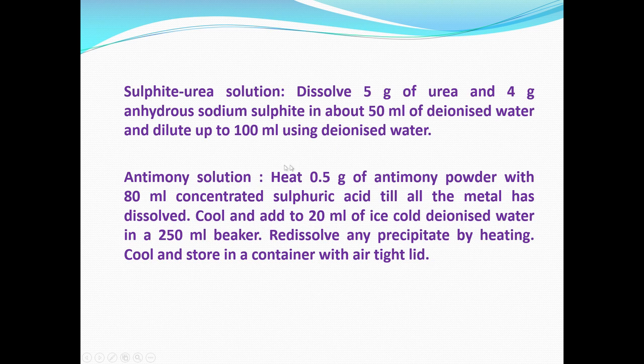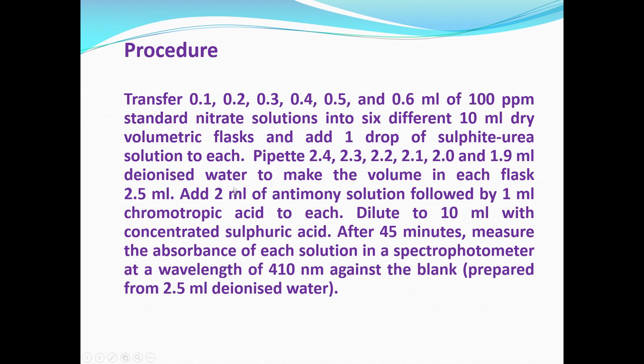So, we have to prepare standard nitrate solutions using 0.1 to 0.6 ml of 100 ppm into different flasks, add 1 drop of sulphite urea solution to it, and pipette about 2.4, 2.3 etc. Then add deionized water to make them up to 10 ml.